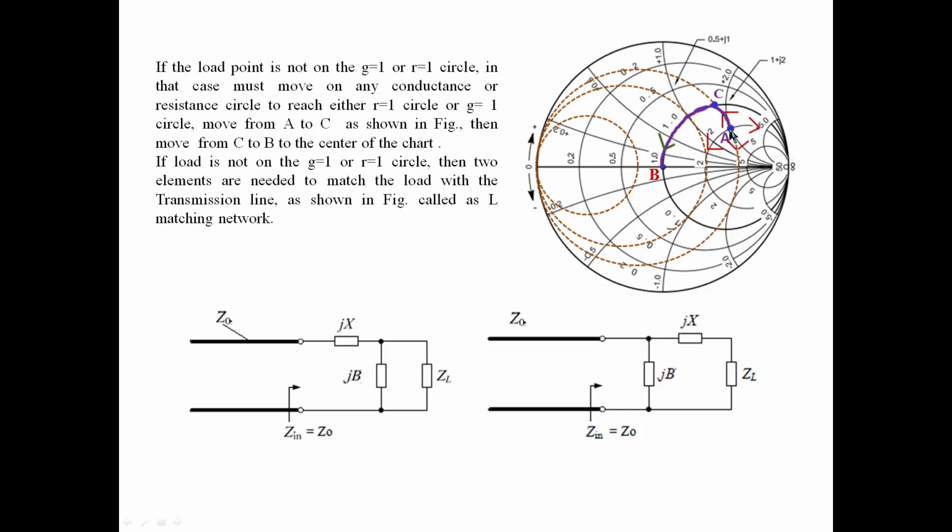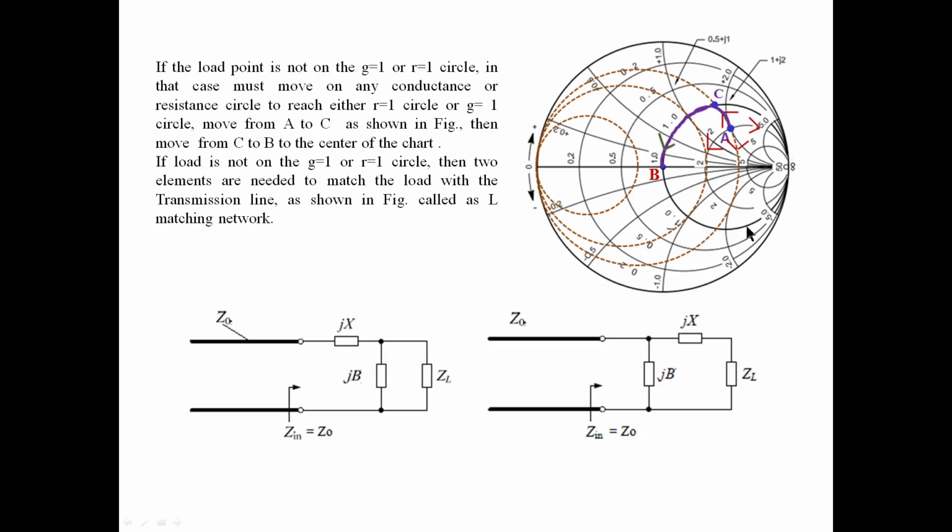Or similarly, from here you move on the conductance circle clockwise, we are not reaching this point. See, this is a conductance circle, we do not reach. Similarly, even moving in this direction, we do not reach the center of the Smith chart, because this point is not on the R is equal to 1 circle. Earlier our load was on this circle, the R is equal to 1 circle.